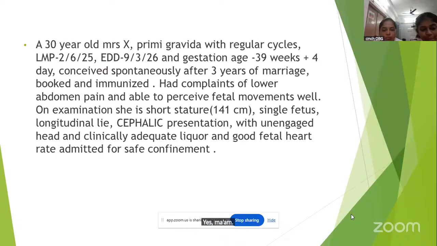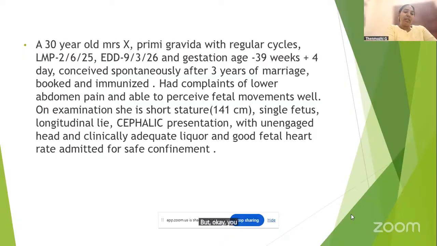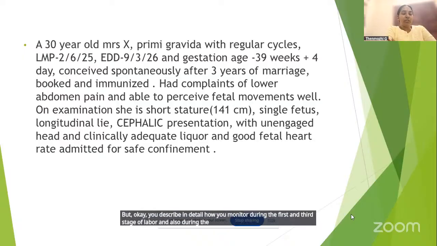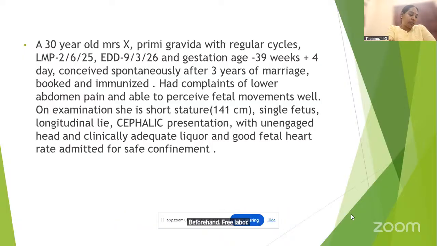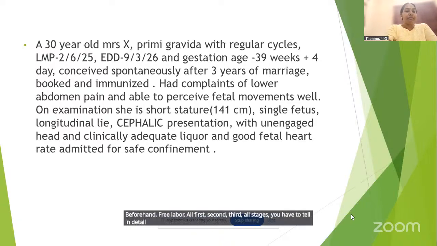By partograph, ma'am. Partograph has to be maintained. Okay, describe in detail how you monitor during the first stage, second stage, and third stage of labor, and also during the antenatal period until she goes into labor. You have admitted her, as you said, with false labor, and how do you monitor if she goes into labor beforehand, pre-labor, all stages, first, second, third, you have to tell in detail.